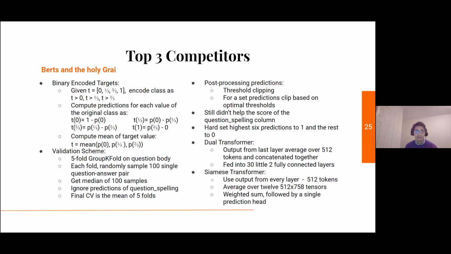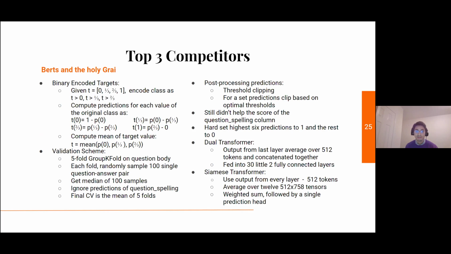So for their validation scheme, they also used a 5-fold group K fold, but this time they used it on the question body. However, they were having the similar problems as the previous team, where they were getting poor cross-validation, and this time it was because they believe there were similar questions between the training and testing set. So they believe that since there was only a single question and answer pair in the testing set, while there weren't that many in the training set.